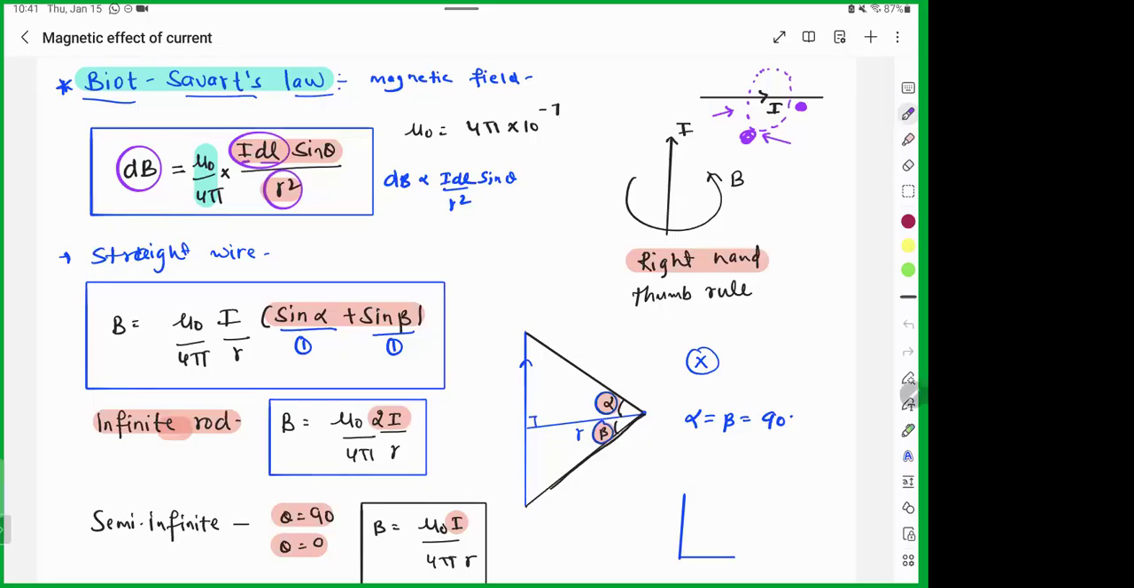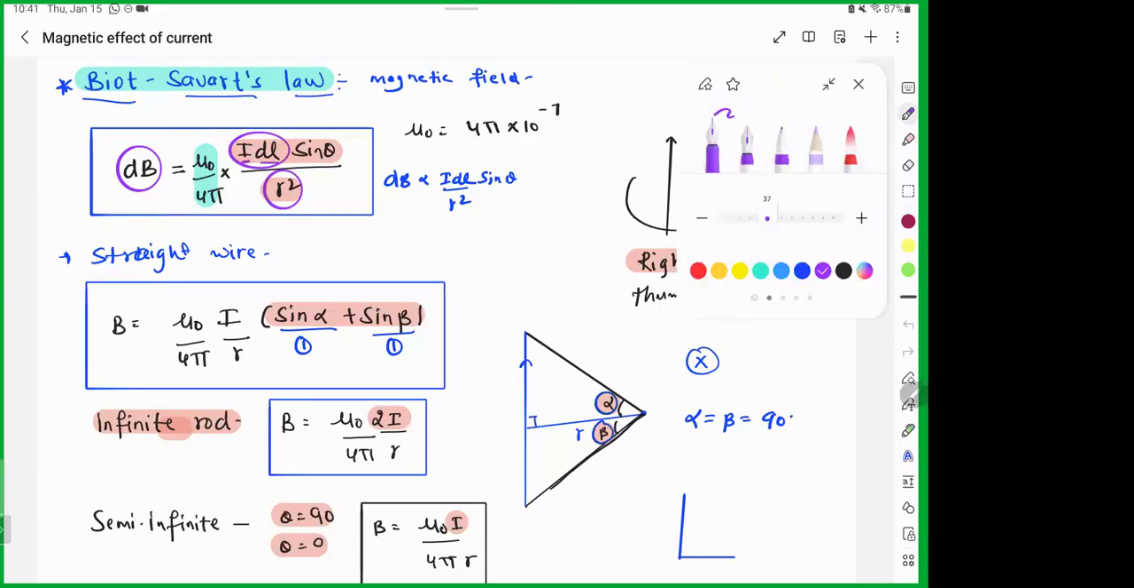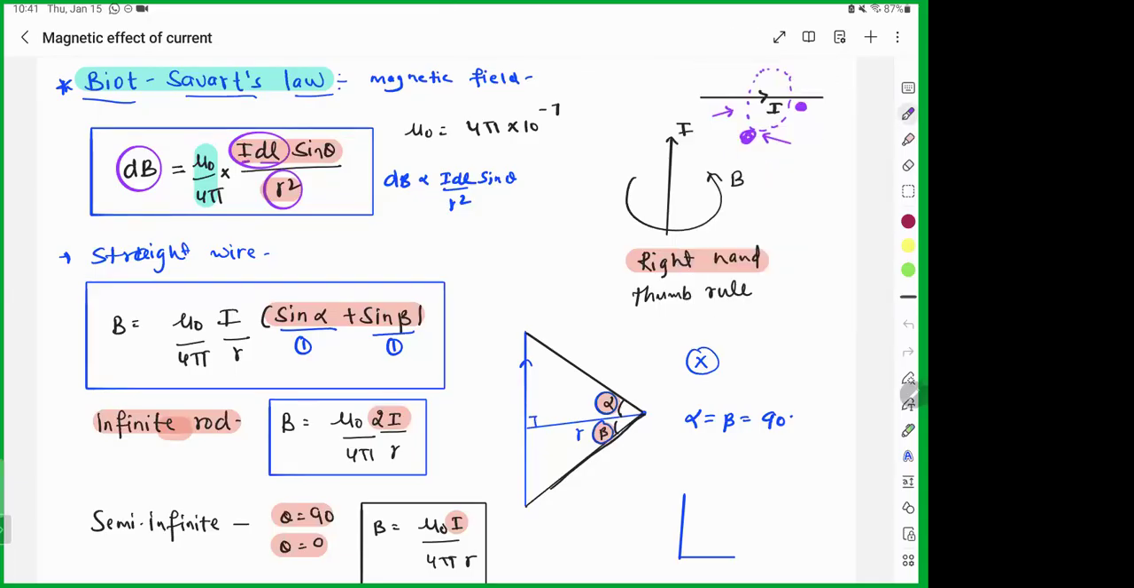Biot Savart law. Biot Savart law looks very similar to Coulomb's law. In Coulomb's law, what happened? Force directly depends upon the charge and inversely depends upon the distance. It's almost the same.